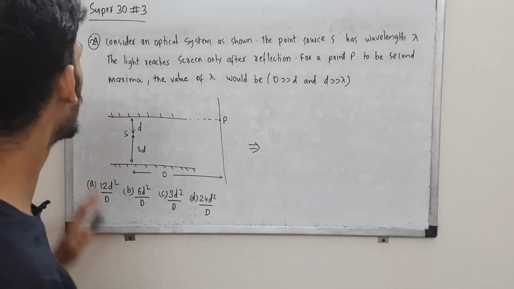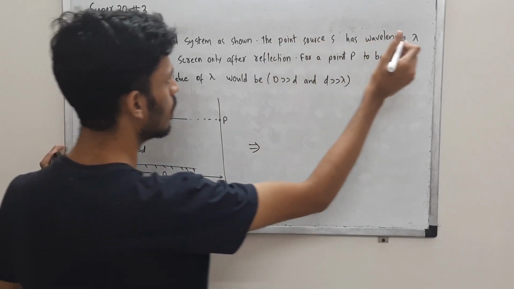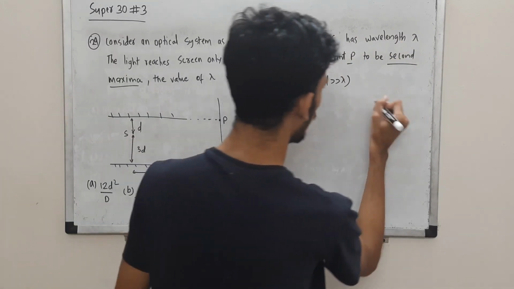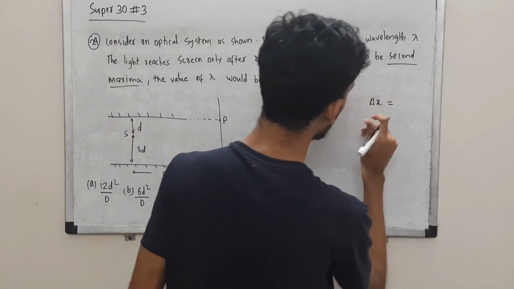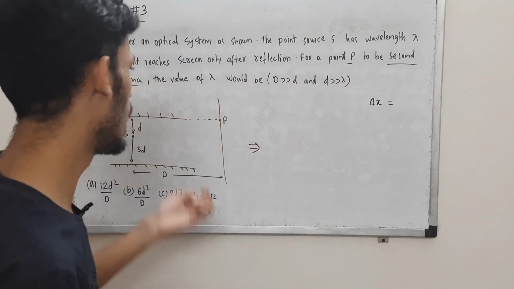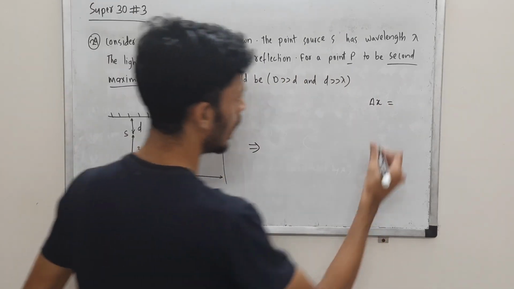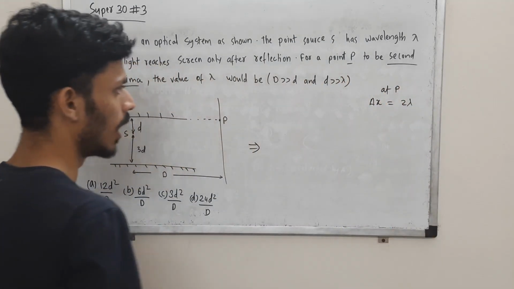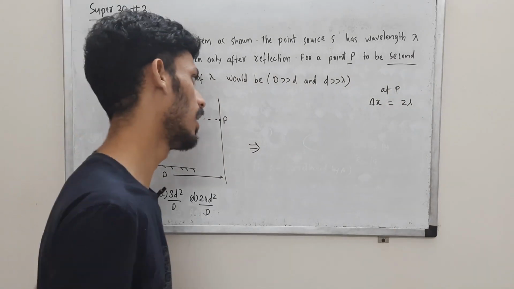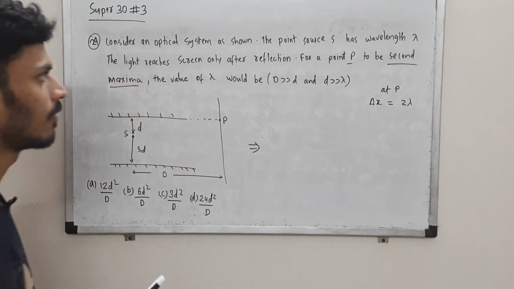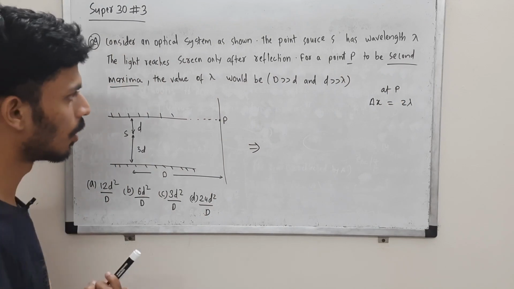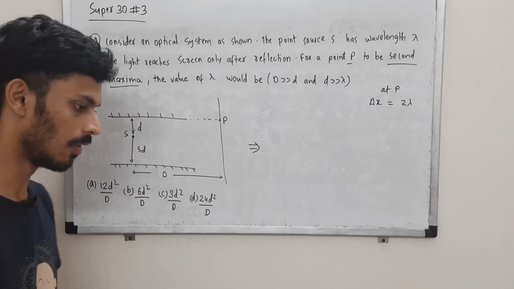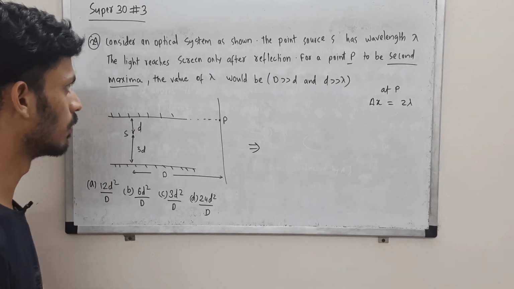I'll tell you the hint. First of all, it is given that the point P is the second maxima. So that is some information that we can use. The path difference delta x at point P is 2 lambda, because delta x is n lambda for a bright fringe maxima. So 2 lambda. Now it is mentioned in the question that this happens only after reflection.